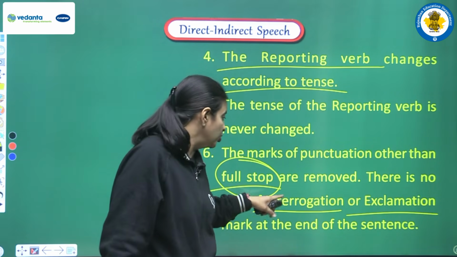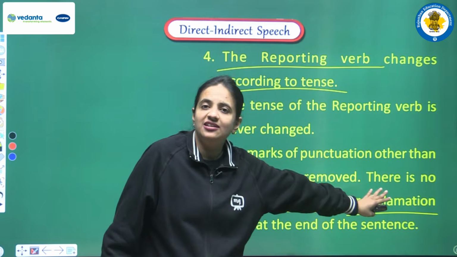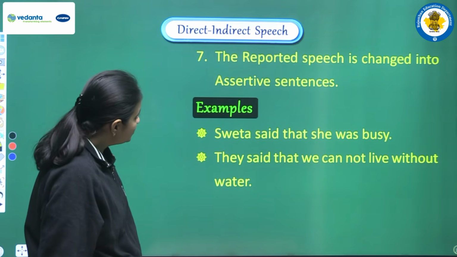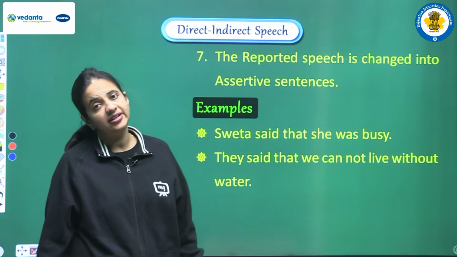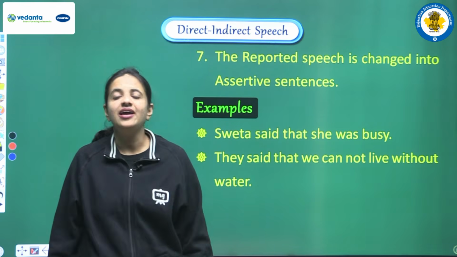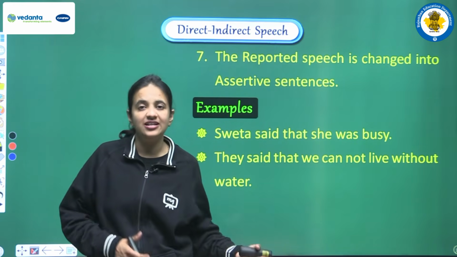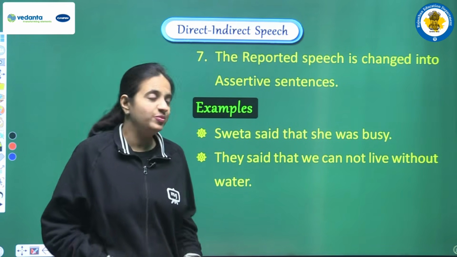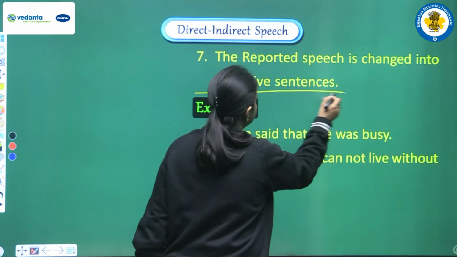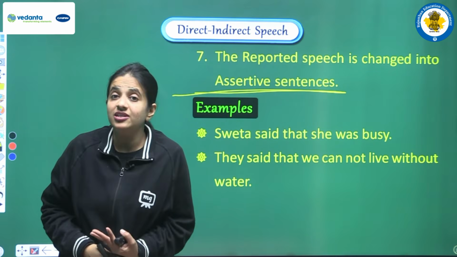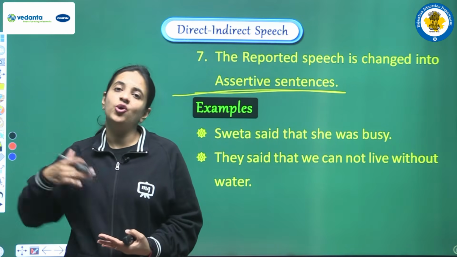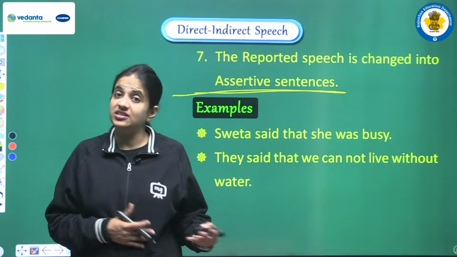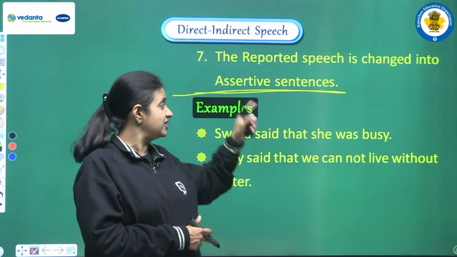There can be no interrogation mark and no exclamatory mark. Next point, the reported speech is changed into assertive sentence. So when we are having one full stop at the end of the sentence, what does it mean? It means that the structure of indirect speech will be an assertive sentence. Assertive sentence means positive sentence, a sentence in which there is no question and no exclamatory mark, or we can say one positive sentence, one simple statement, is known as assertive sentence.